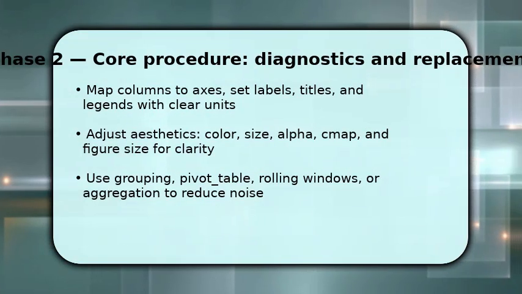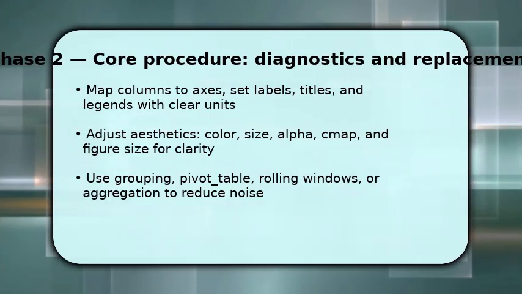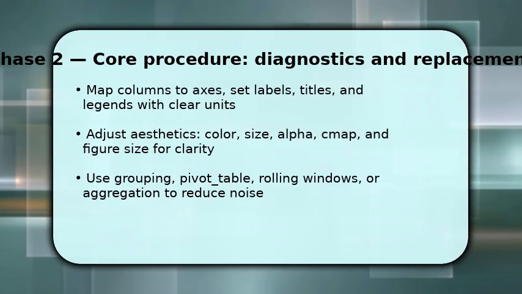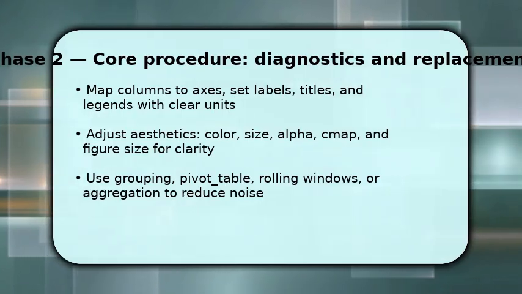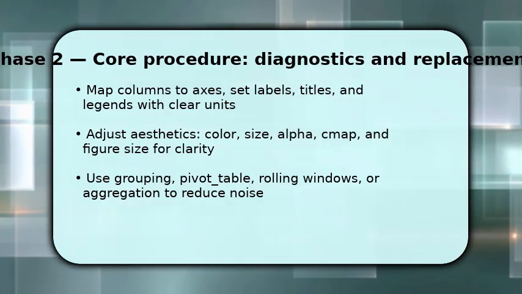You now construct the plot. Map DataFrame columns to X and Y, set axis labels and a concise title, and include a legend with units. Then refine aesthetics, pick a color palette, marker size and alpha, use cmap for continuous data, and set figure size to match your output.